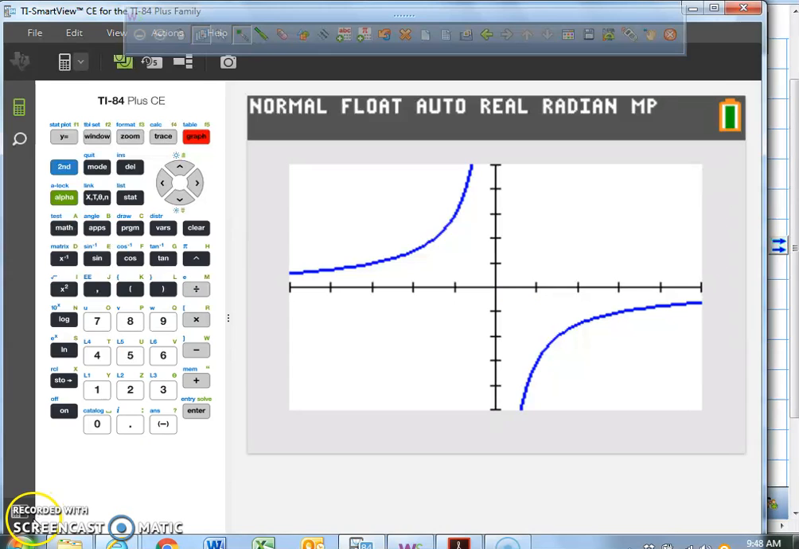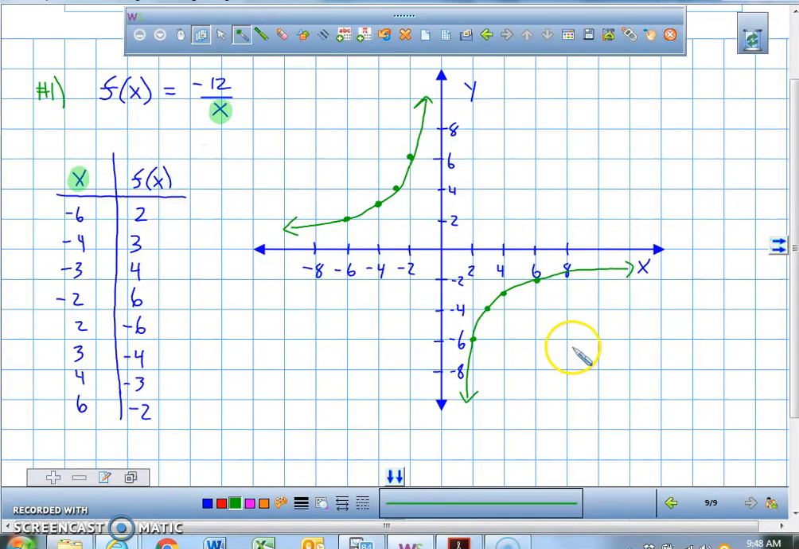Yes, scale still 2. All right, so now would you guys agree that this graph looks more like our hand-drawn graph? Okay, so I want you guys to get comfortable using the window settings to zoom into a graph or zoom out based on what your graph looks like. Okay, now we're going to do a test.